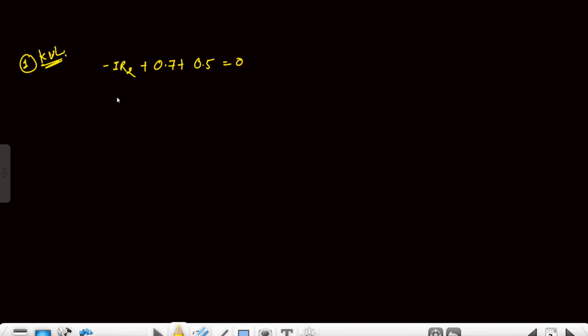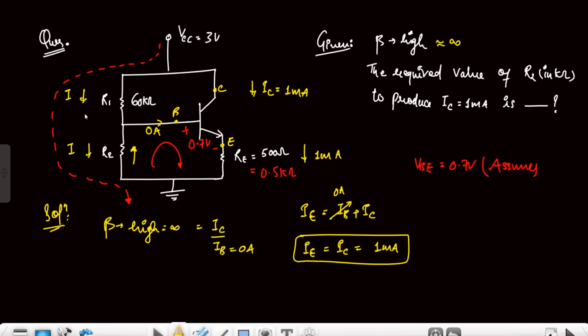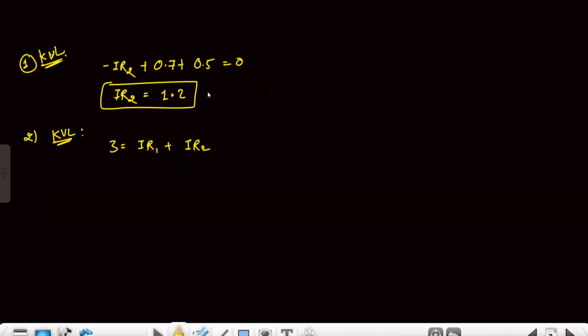So I R2 is equal to 1.2. This is the value we have got. Now the second KVL is simply 3 equals I into R1 plus I R2. The value of I R2 we have calculated as 1.2. Substituting this value here, 1.2 plus I R1 equals 3. Now I R1 will be 1.8, and here R1 is 60 kilo ohm. So the value of I is 1.8 upon 60, in milliampere.